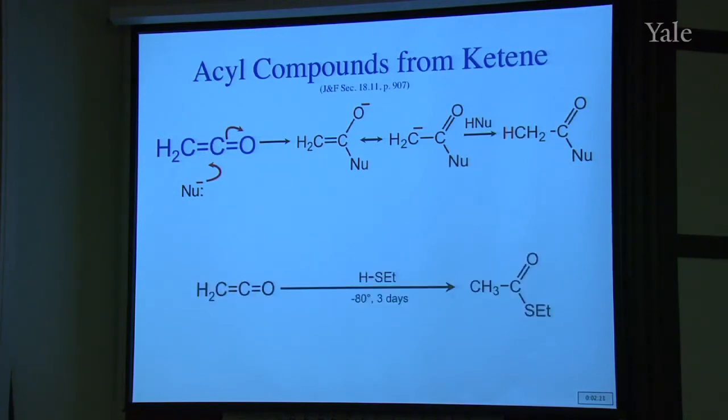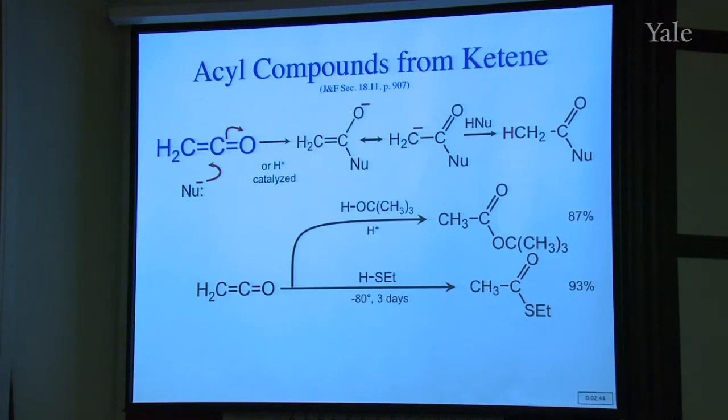And you can use lots of different nucleophiles. Here's, for example, taken from that Jones textbook, sulfur as the nucleophile. This, they said, was done at dry ice temperature for 3 days and gave a thioester, right, at 93% yield. Or instead of base catalyzed like this, it could be acid catalyzed. So reaction with T-butyl alcohol with acid. So the acid can protonate the oxygen, then this oxygen can attack, right, as the nucleophile, lose the proton, and you get the T-butyl ester, 87% yield.